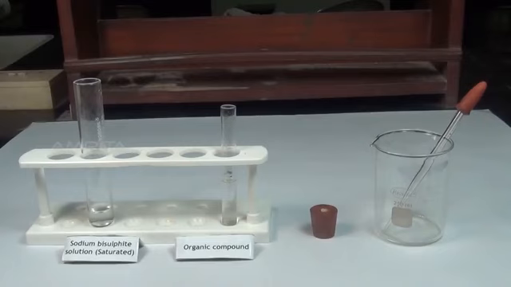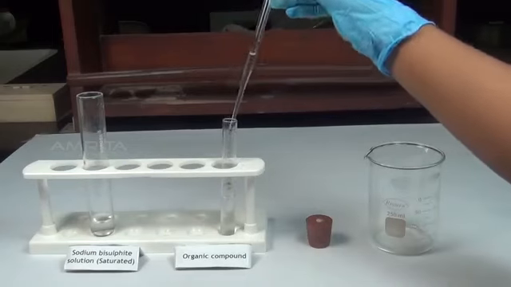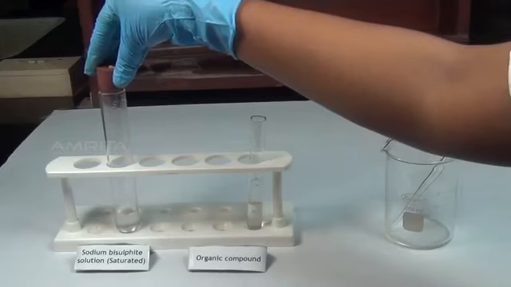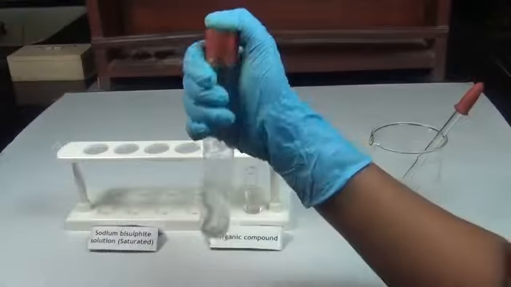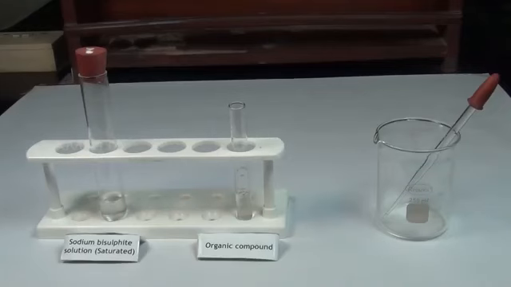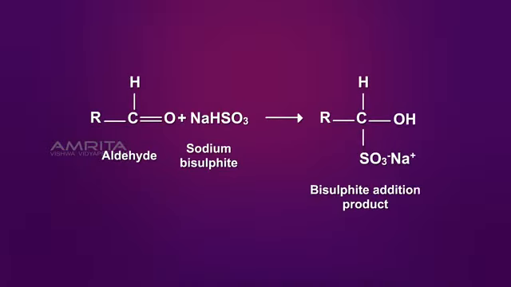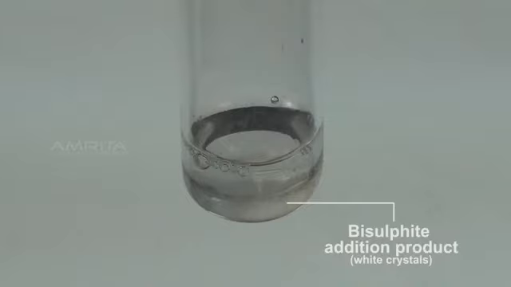Procedure: take a small quantity of saturated solution of sodium bisulfite in a boiling tube. To this, add a small quantity of organic compound using a dropper. Cork the test tube, shake it well and leave it for some time. Aldehyde gives an addition product with sodium bisulfite, which is white crystalline in nature.